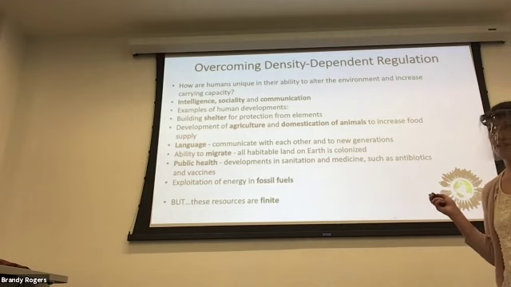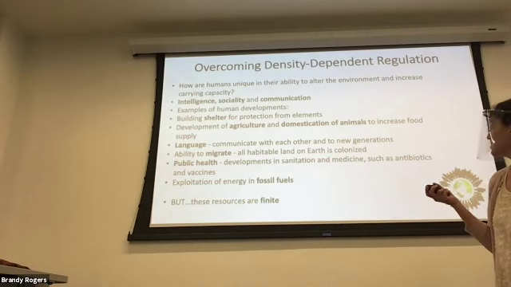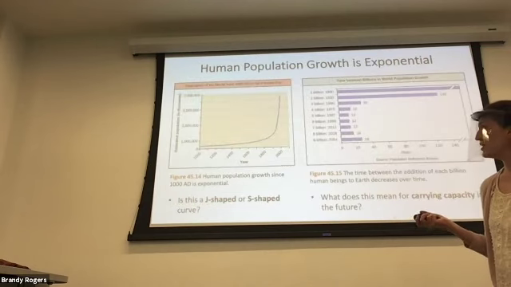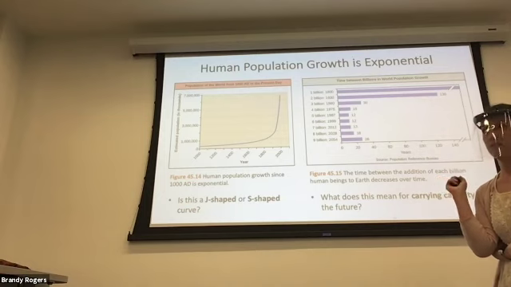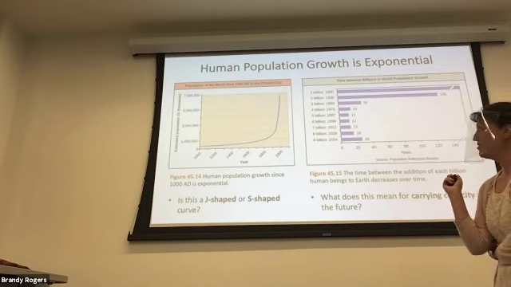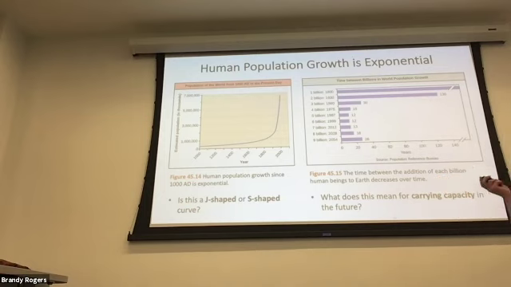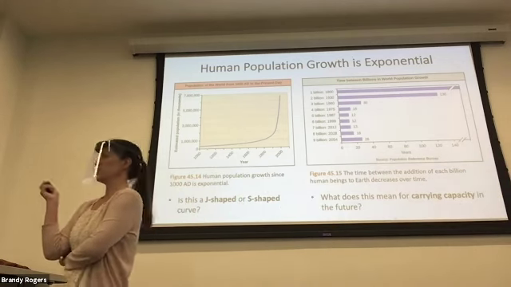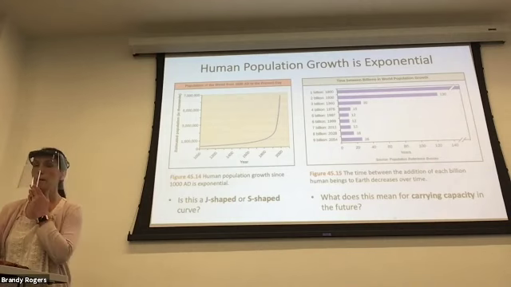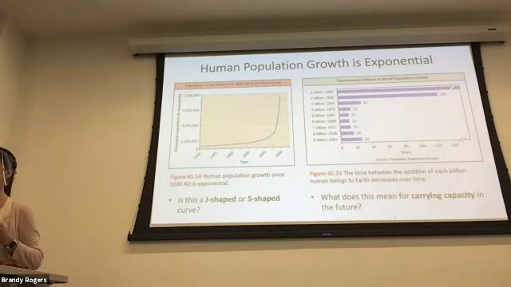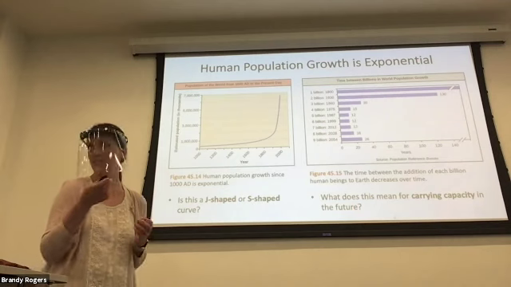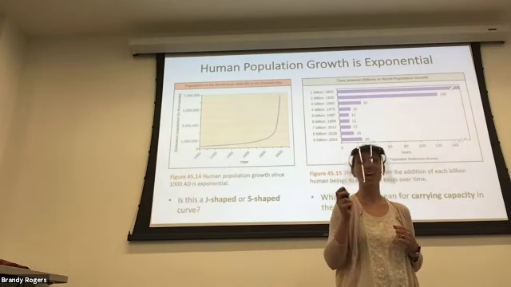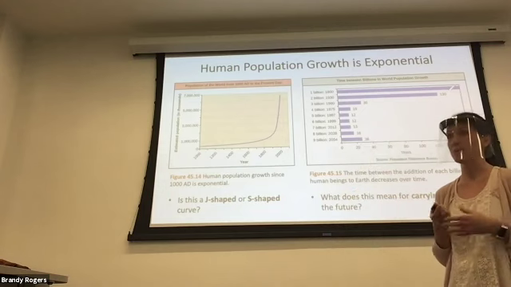Public health. So developments in sanitation and medicine, such as antibiotics and vaccines. Well, when did that happen? You know? When was the first antibiotic discovered? You guys know that one? That's a good trivia question. In Fleming's lab, it was an accident. That was in the 1930s, you guys. Less than 100 years we've had antibiotics.